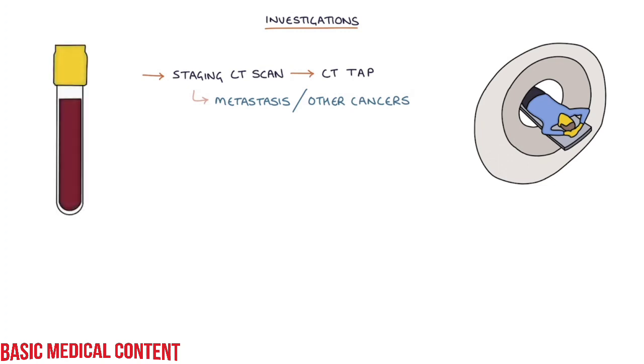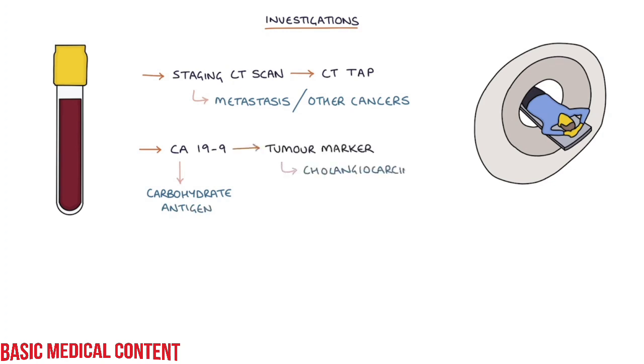The tumour marker to remember for cholangiocarcinoma is CA19-9, and CA stands for carbohydrate antigen. And this is a tumour marker that may be raised in cholangiocarcinoma. It's also raised in pancreatic cancer and a number of other malignant and non-malignant conditions. So it's not very specific.